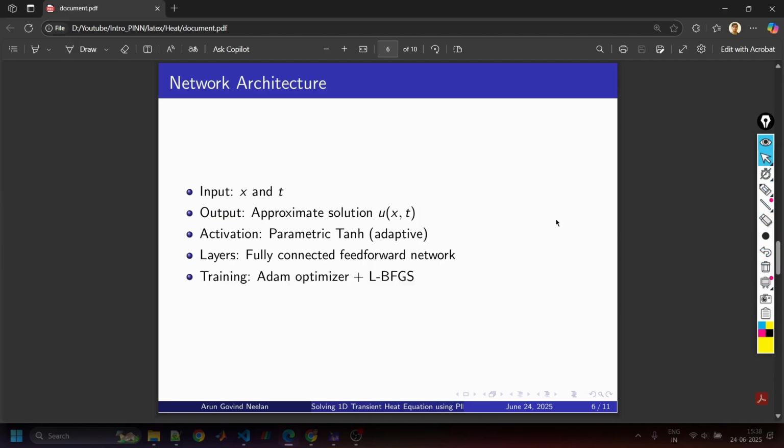In this video, we will explore another activation function, a parametric tanh function. It is an adaptive activation function. We also test the sensitivity of the initialization of the neural network, because the parameters are found by an optimization algorithm, and optimization algorithms are very sensitive to the initial condition.